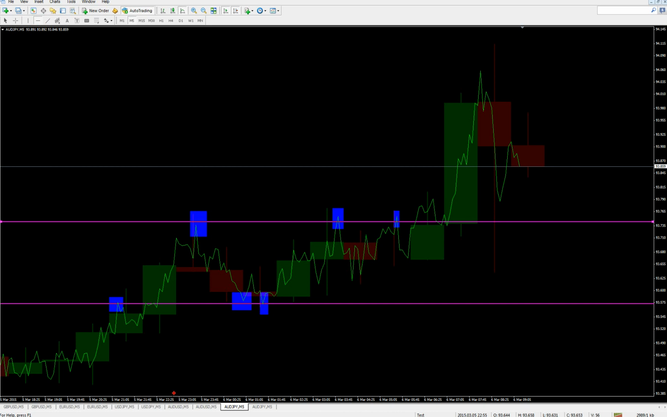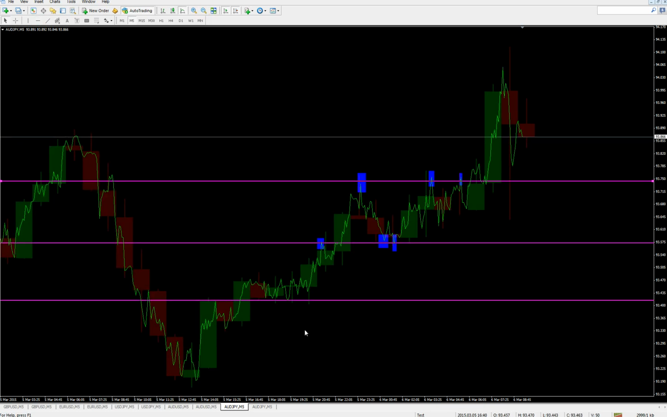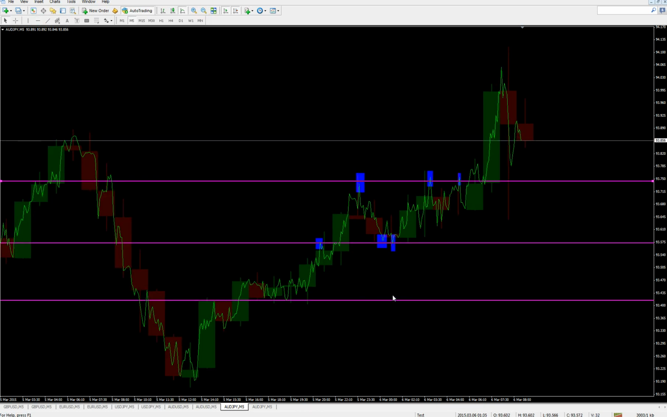Down here we got a few more. And you can zoom out as far as you need to see what you're drawing on. But the concept's pretty simple. If you don't get that, you probably shouldn't be trading. I'm not being a dick when I say that, but it's a very easy concept.